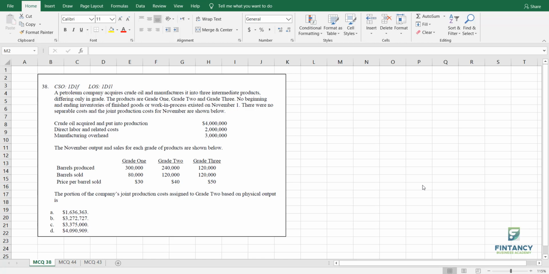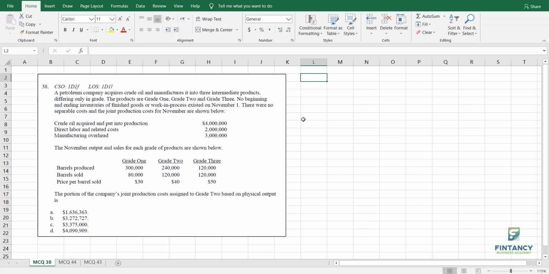Today our topic is joint costing. Okay, this is a topic in the cost management area of your syllabus in CMA Part 1. I have selected 3 MCQs from your IMA study support package. Okay, and they are here in front of you: MCQ number 38, number 44 and number 43.